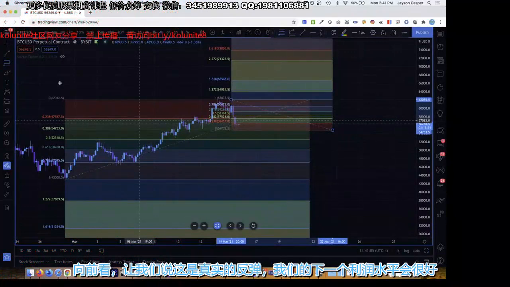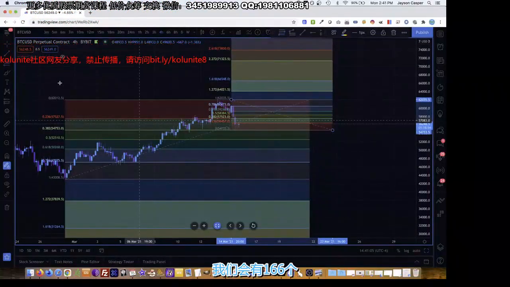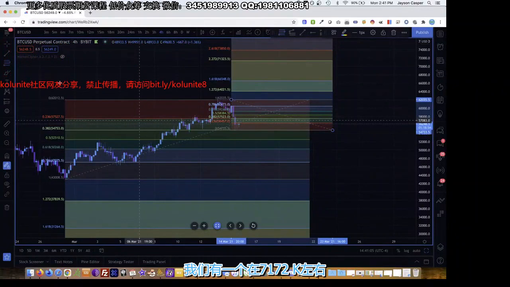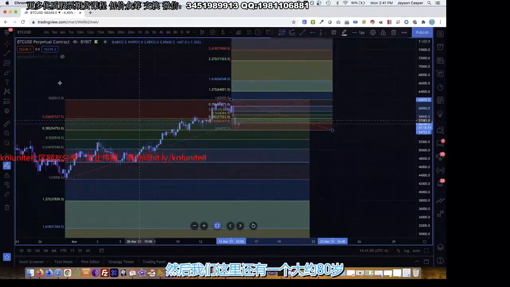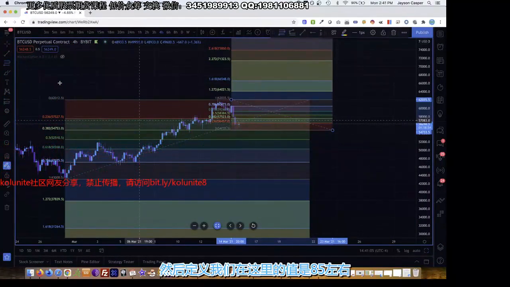Where would our next take profit level be? Well, we would have one at 66. We'd have one right around 72K. The 71 level, another one right here at 73K. Then we have another one here around 80K. Then the final one we'd have up here would be right around 85K.